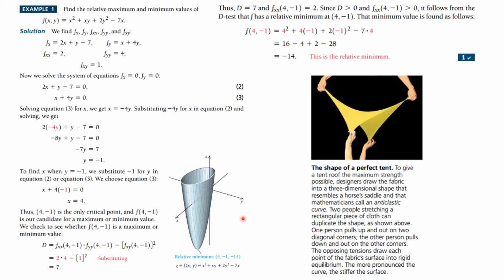So here in fact is a graph. We found that the minimum is minus 14, and it happens when x is 4 and y is minus 1. That's the relative minimum.